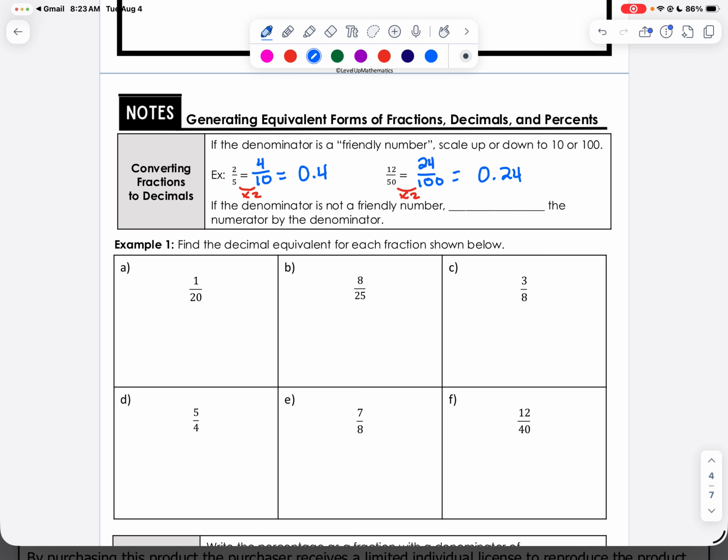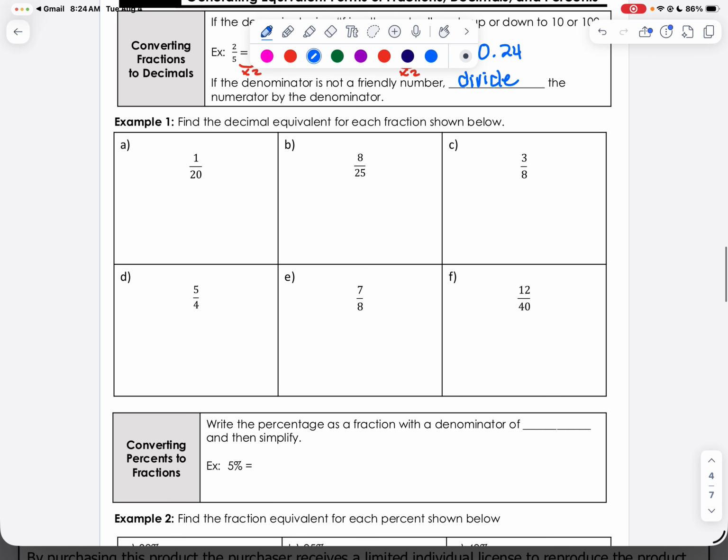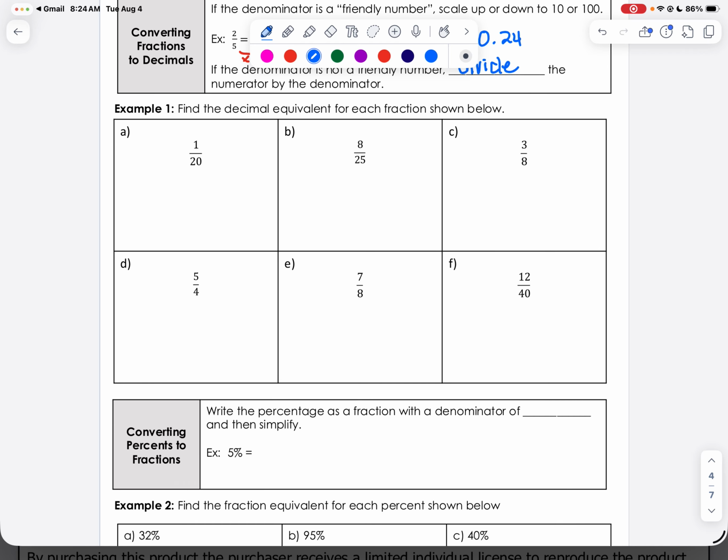Now, again, if the denominator is not a friendly number, then you're going to have to divide the numerator by the denominator. And we'll do an example of that in just a moment. So in example 1, it's going to give us some fractions, and it's going to ask for the decimal equivalent for each fraction. So remember, you want to look at the denominator first and see if you can scale it to 10 or 100.